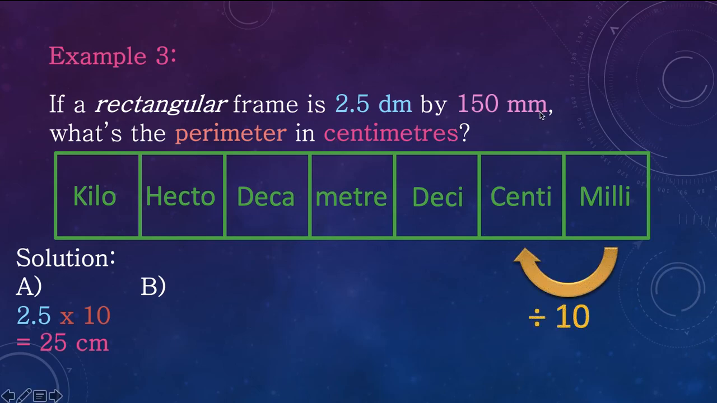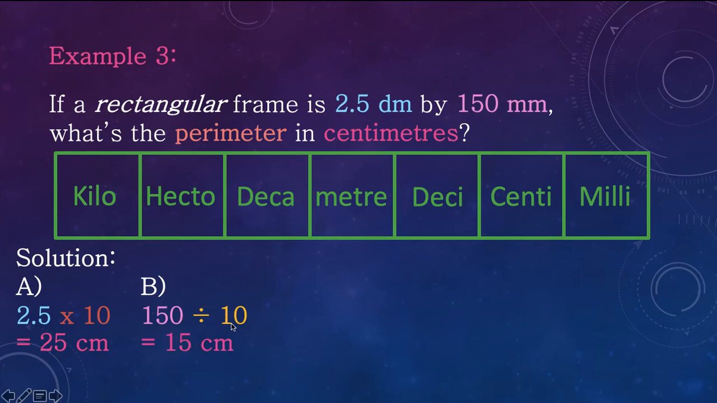Now moving on to part B, let's convert 150 millimeters into centimeters. So again, I'm moving only 1 step, but this time to the left. And because I'm moving to the left, I'm dividing by 10 instead of multiplying. So I write it out as this, 150 divided by 10, that gives me 15 centimeters.